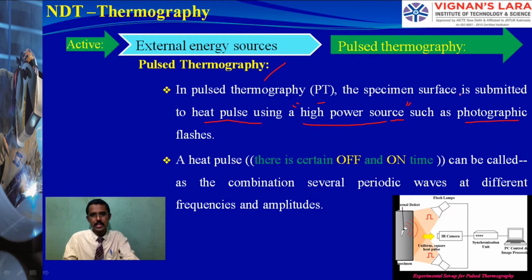or maybe in the pulsed method, the heat pulse method, there will be on and off methods we are using. For a pulse, say for every 10 seconds, this many pulses, this many flashes are supplied. We are just intensifying the process. The on-off method can be called a combination of several periodic waves at different frequencies and amplitudes, maybe periodic, maybe heat pulses. Any method we can call. Generally, I am calling this heat power sources.